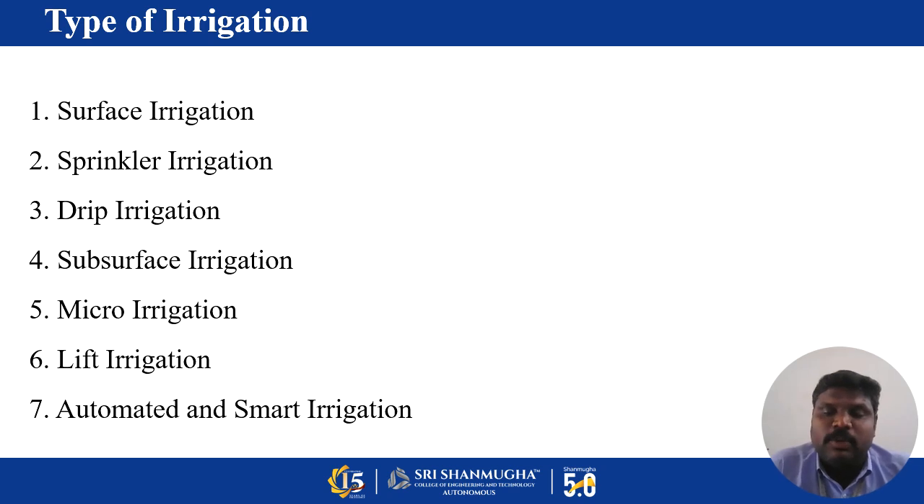Next, these are about the water management and conservation methods, and the organizations focusing on water management. Next, we will move on to the types of irrigation. Through water conservation, let me go with the types of irrigation. In that, which type of irrigation will be suitable for conserving water? So let me go with surface irrigation, sprinkler, drip, subsurface, micro irrigation, lift irrigation, automated and smart irrigation.